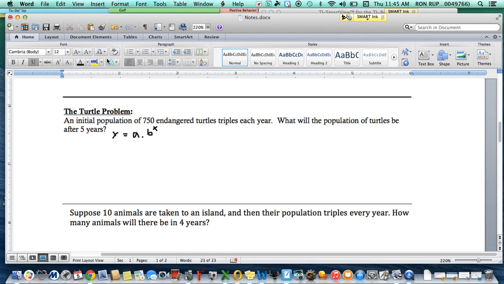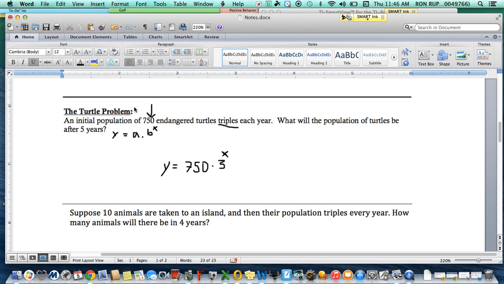You are just going to write y equals the initial value, 750, times my factor. Well, how much is it multiplying by each year? It's tripling. And so that means it's going to increase by a factor of 3 each year. And then we would put to the x. So this is the equation that represents how many turtles will be on this island after any given amount of years.